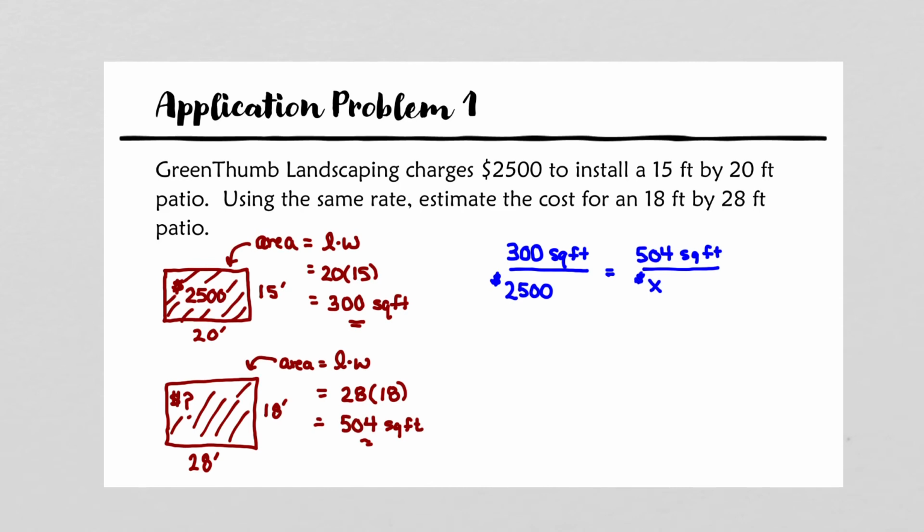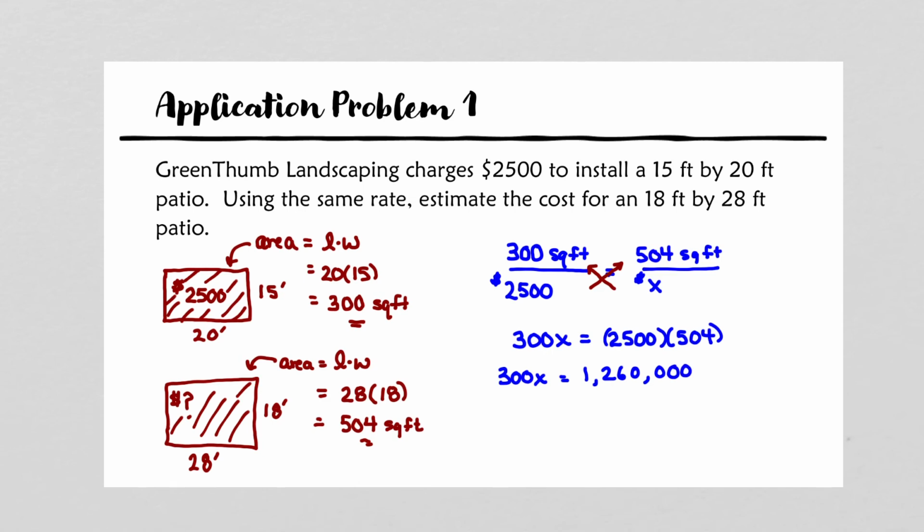How do we solve proportions? Well, we know from last time we did homework that we cross multiply and divide. So we take 300 times x and we get 300x. That's equivalent to 2,500 multiplied by 504. Now that's a big number, so I'm going to write this down as 300x equals 2,500 times 504. That gives us 1,260,000.